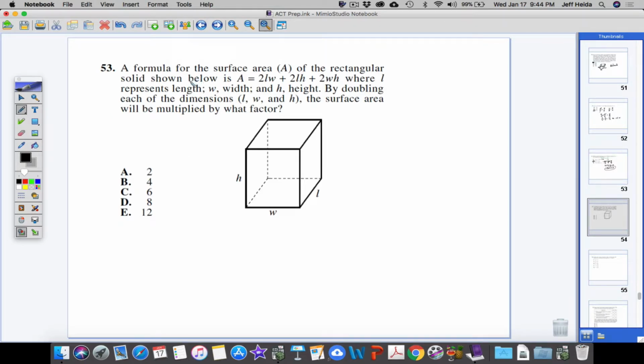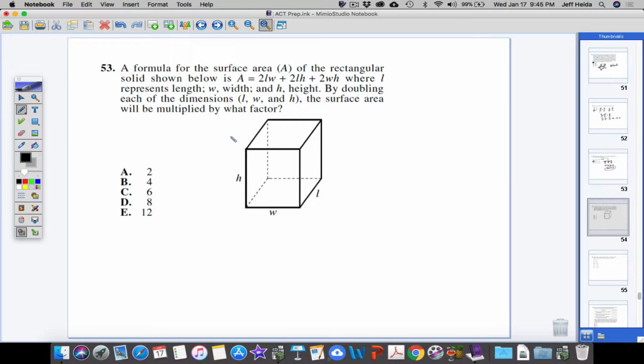Problem 53. Formula for the surface area of a rectangular solid. The area is 2 times the length and width. So length and width is the area of this side. You multiply it by 2 because you have a top and a bottom. 2 times length times height, which is this side and this side over here. And then 2 times width times height, which is the front and the back. So that gives you the surface area of this cube.